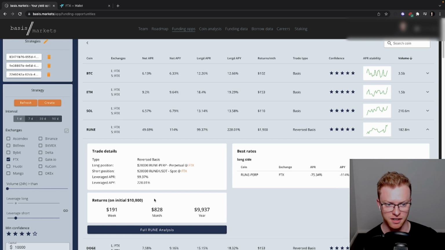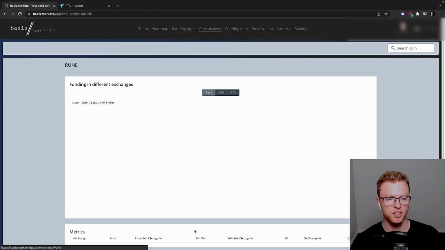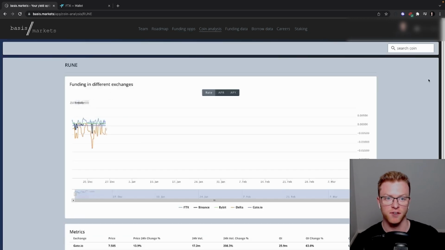And on that initial 10 grand, you're earning $191 a week, $828 a month, and almost 10 grand a year on your initial $10,000, which is insane. And you're on a centralized exchange. You've got that counterparty risk as being a centralized exchange, which is probably the best case scenario in the world that we live in. Now we can jump in and see the funding rate analysis.